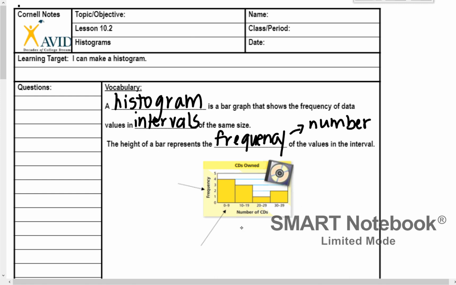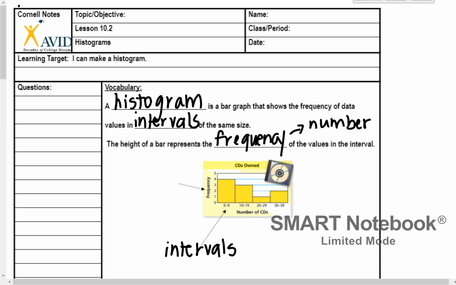Okay, what this means. This right here is a histogram. Down here are our intervals. So 0 to 9. This is talking about CDs owned. So maybe we ask the class, how many CDs do you own? And this is going to tell us how many CDs people own. So this is all the people who said 0 to 9 CDs. This is all the people who said 10 to 19 CDs. This is how many people said 20 to 29 CDs. And this is the number of people that said 30 to 39.